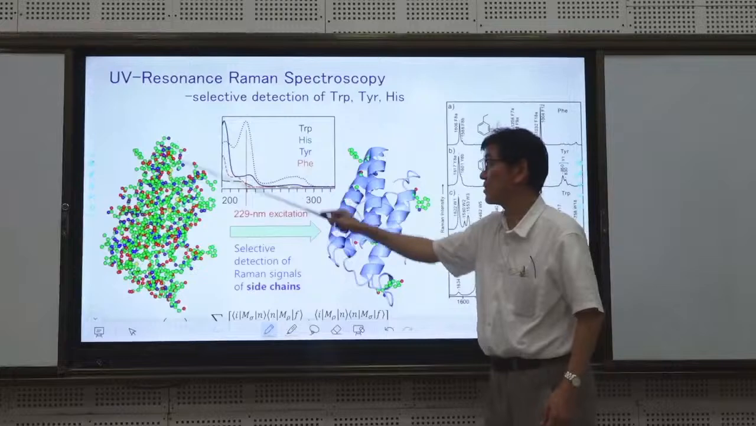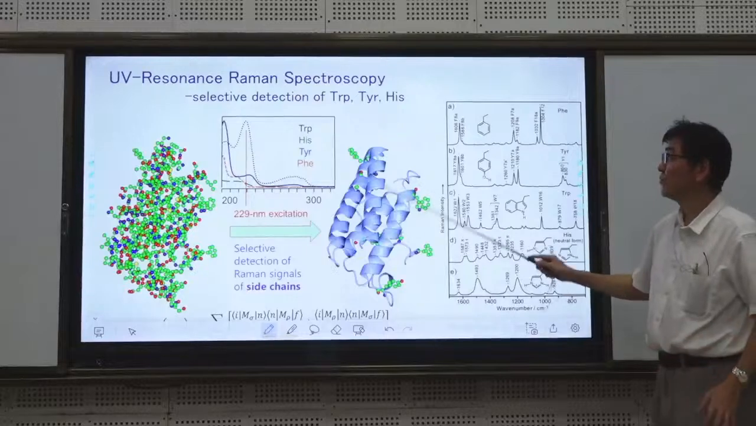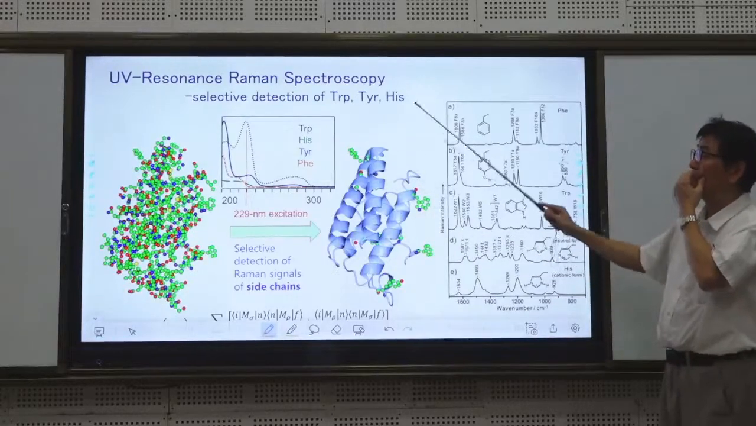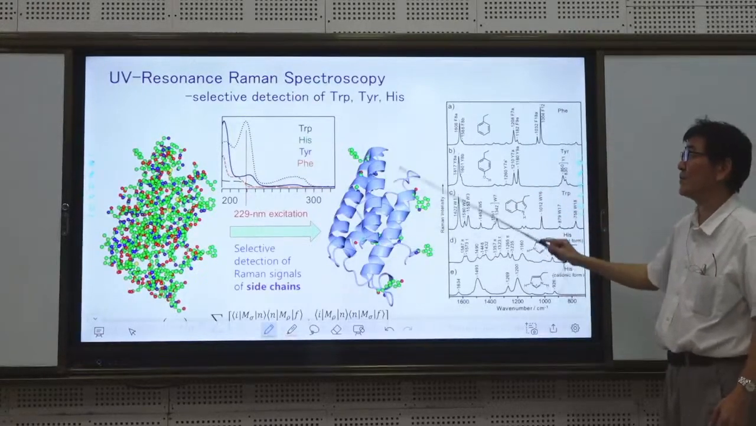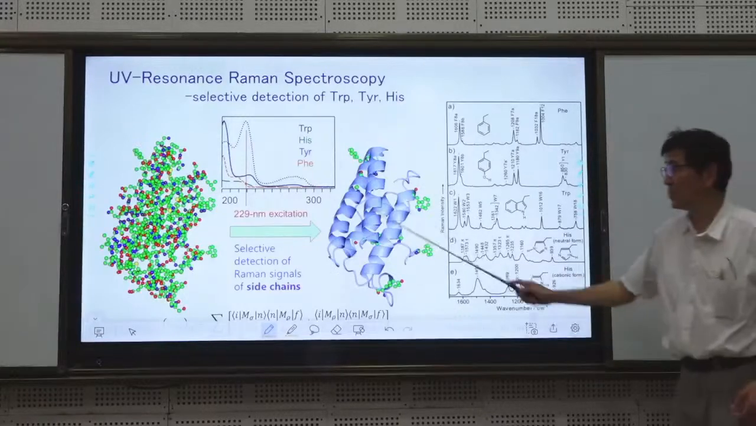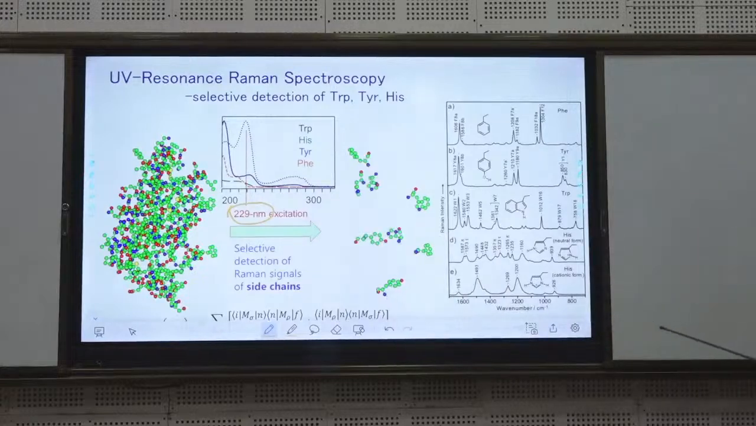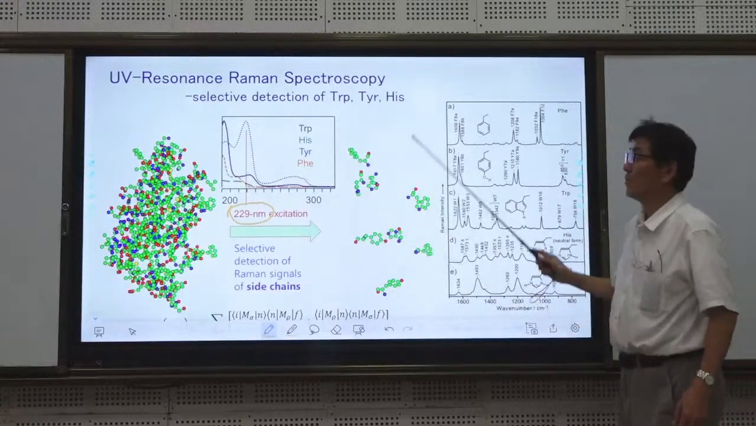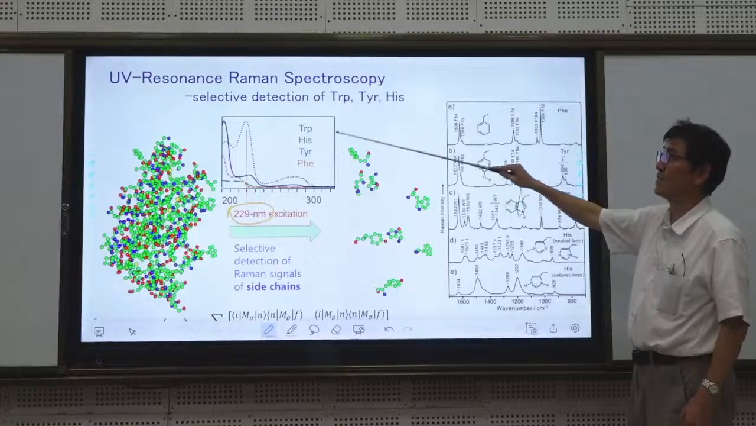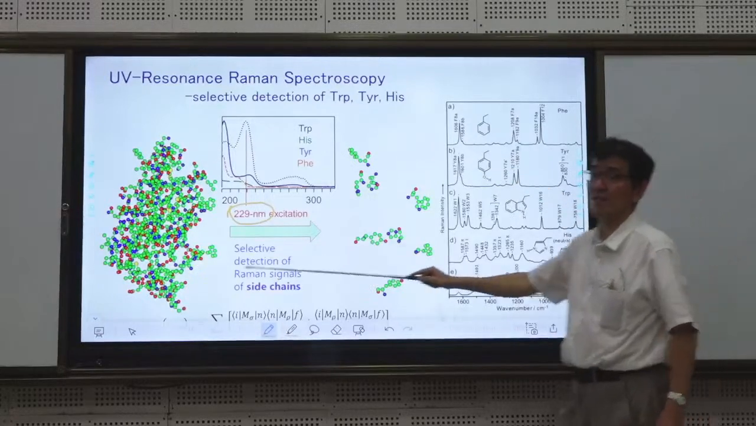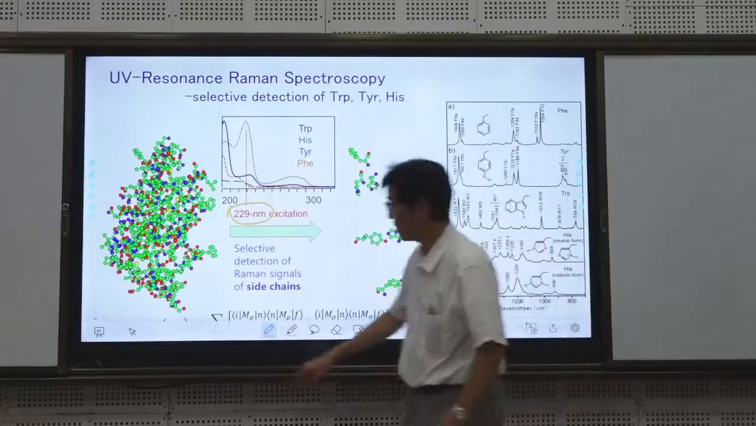That is, even though the protein is huge, we can regard this molecule as a group of the tryptophan, histidine, tyrosine, phenylalanine linked to the peptide main chain. And by choosing the excitation wavelength to 229, we can get the information of tryptophan, histidine, tyrosine, phenylalanine in this huge molecule. Okay, it's very convenient.